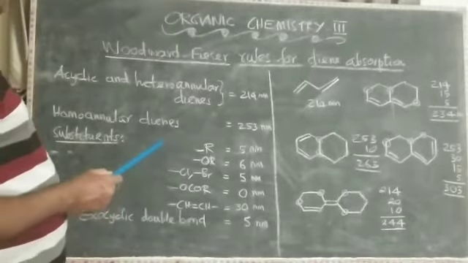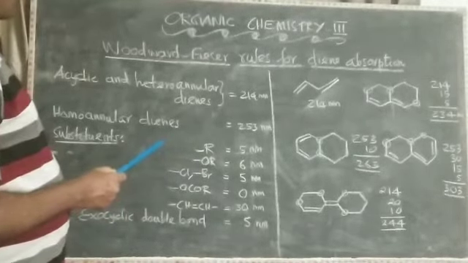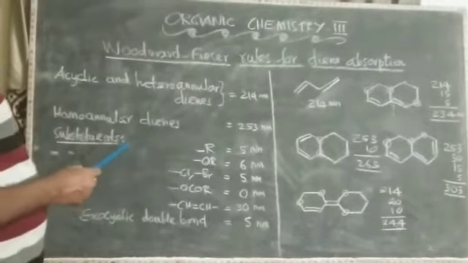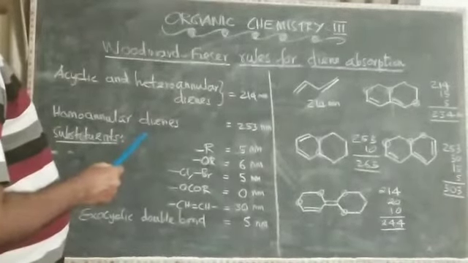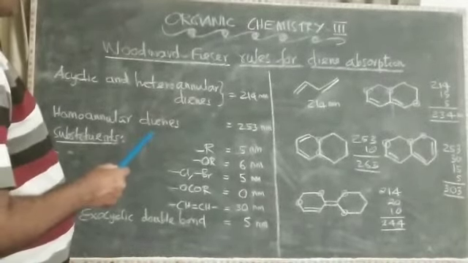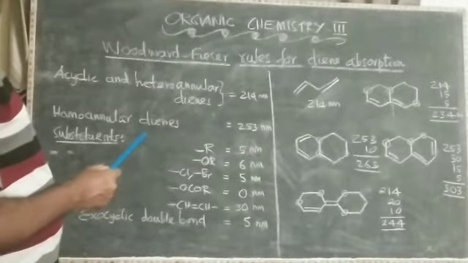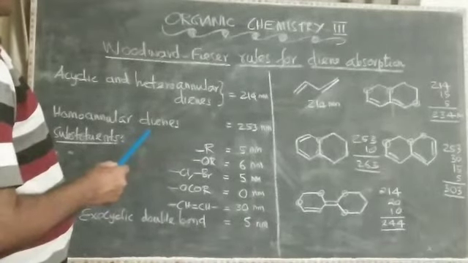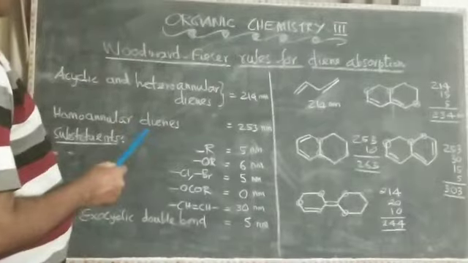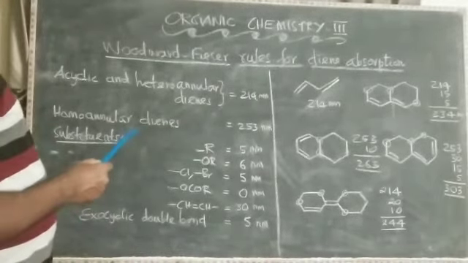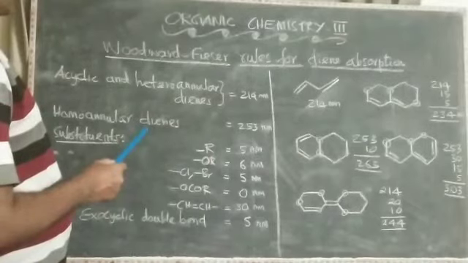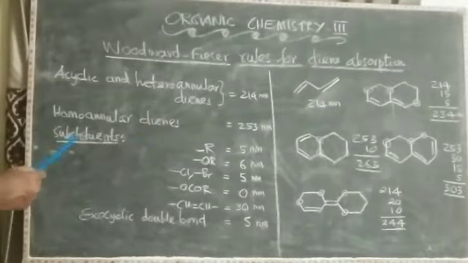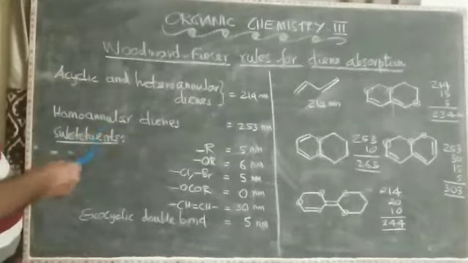Welcome students. In this part of the video, we shall calculate the lambda max value for the diene absorption. It was observed by Woodward that the dienes showed regular features for the calculation of lambda max. Subsequently, the rules were improved by Fieser to give the Woodward-Fieser rules for diene absorption. The observed and calculated values for the dienes are in the range of plus or minus 5 nanometer. The Woodward-Fieser rules for diene absorption are tabulated here.